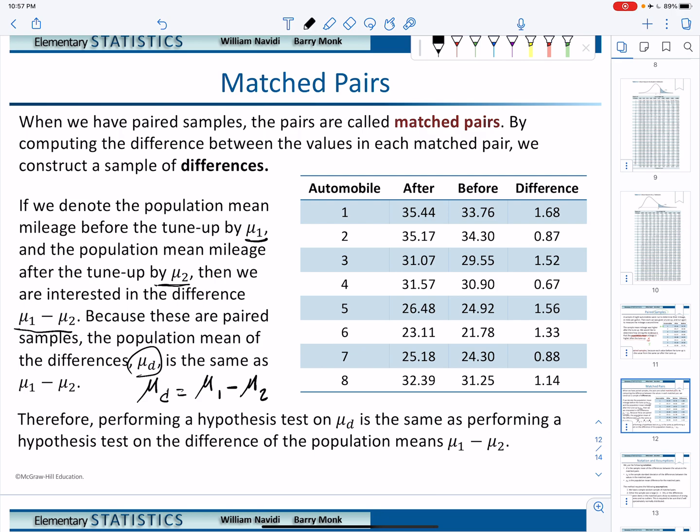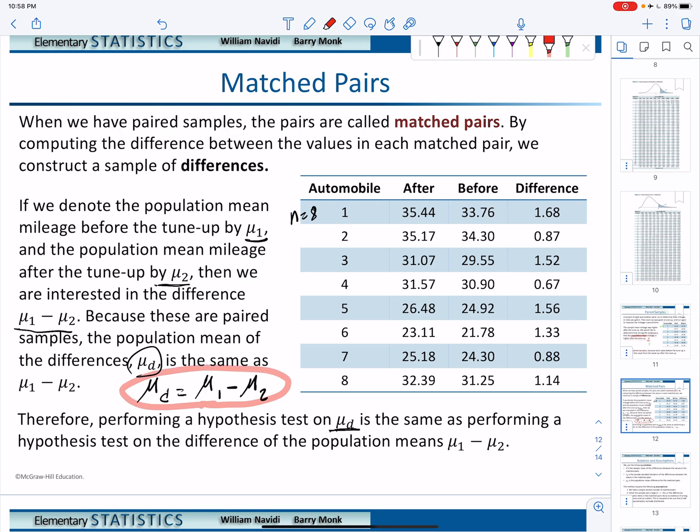So what we do instead is we do a survey. Once again, like the last slide, n equals 8. So this is only a survey of 8 automobiles. So therefore, performing a hypothesis test on mu sub d, which is the population mean of the differences, is the same as performing a hypothesis test on the difference of the population means. So let's see. That's what I put right here.